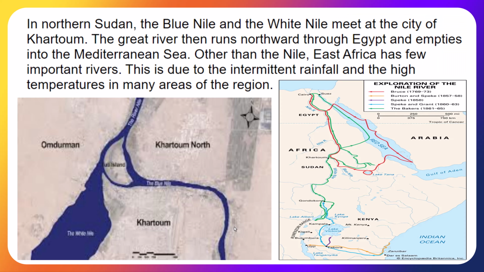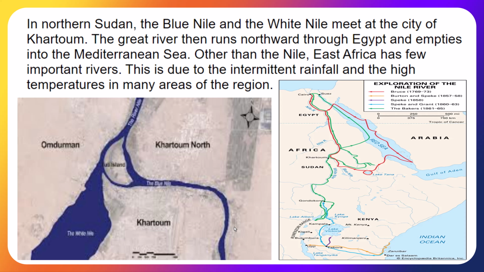In northern Sudan, the Blue Nile and the White Nile meet at the city of Khartoum. The Great River then runs northward through Egypt and empties into the Mediterranean Sea, and we've learned that in previous lessons. Other than the Nile, East Africa has few important rivers. This is due to the intermittent rainfall and the high temperatures in many areas of the region.